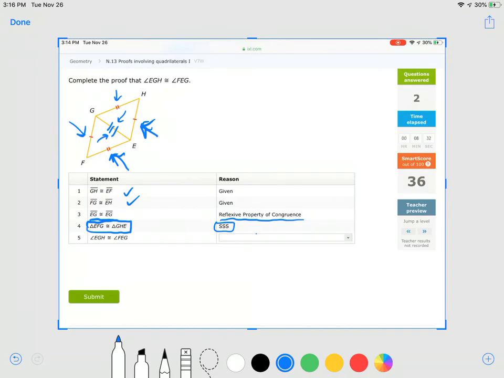And then the last step is they say that these two angles are congruent, FEG and EGH, and that's because of CPCTC. Just to reiterate what CPCTC is: if you already know that the two triangles are completely congruent, then of course any of the little individual parts have to be congruent to each other. And that logic, we call that CPCTC.